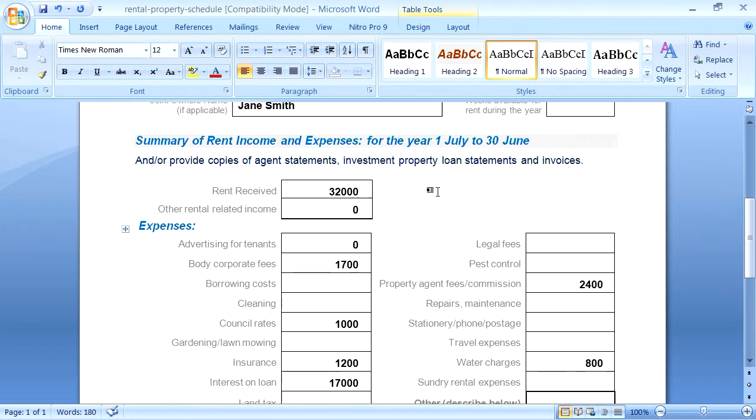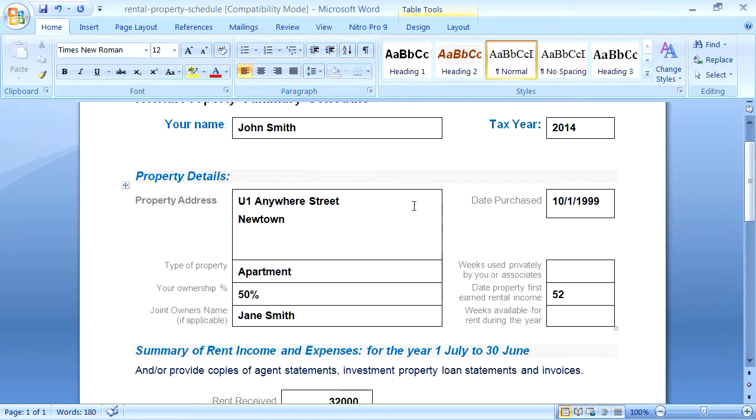So when you fill all those details out, you save that and submit it along with the other information in your tax questionnaire.